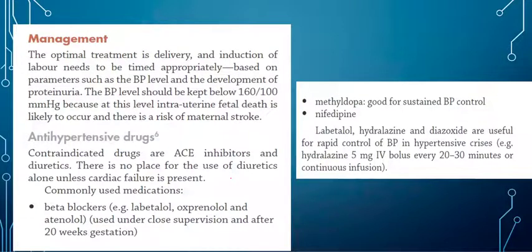Now, the aim in hypertension in pregnancy is that the blood pressure should be kept below 160 by 100. Okay, that's the aim, at least below this. So if a patient only develops gestational hypertension, you can start the patient with antihypertensive drug, but not all antihypertensive drugs you can give in a pregnant patient. So contraindicated drugs are ACE inhibitors or ARBs and diuretics.